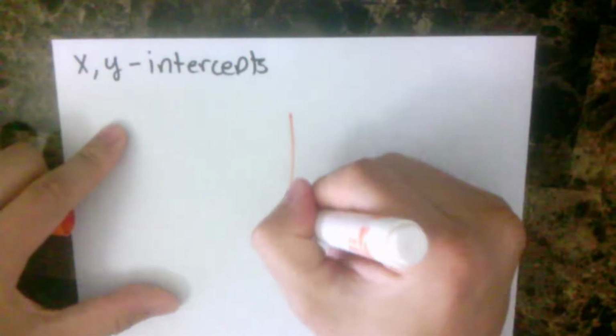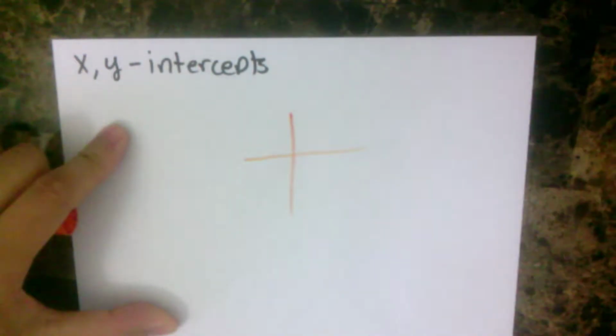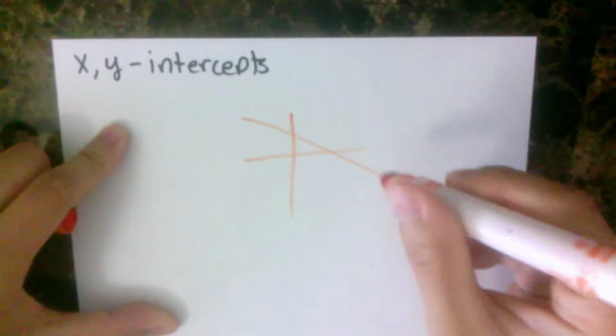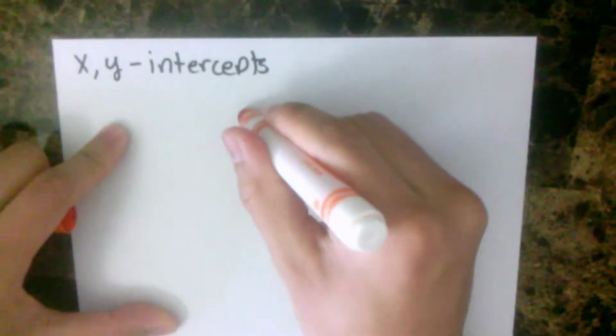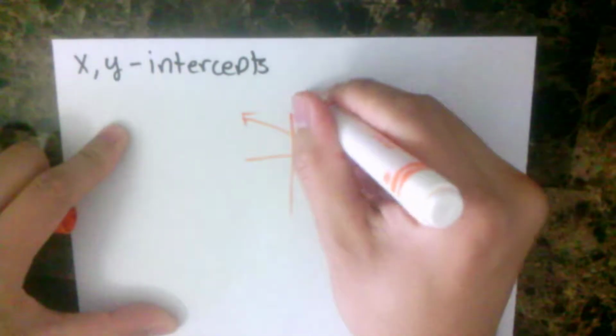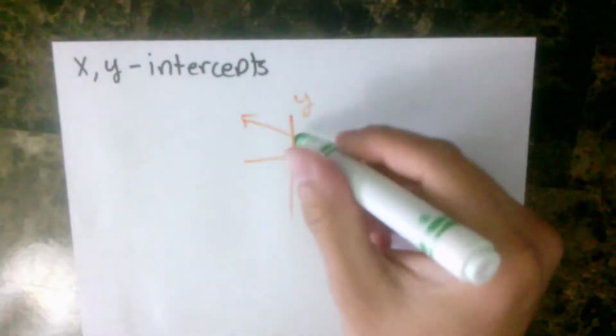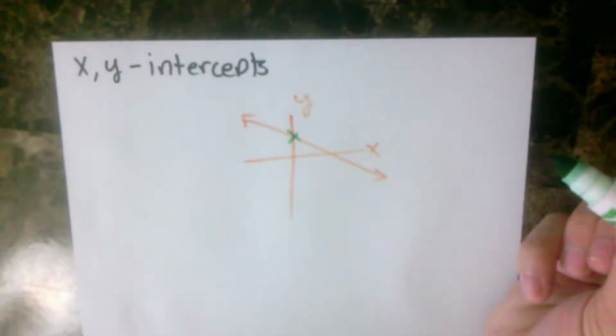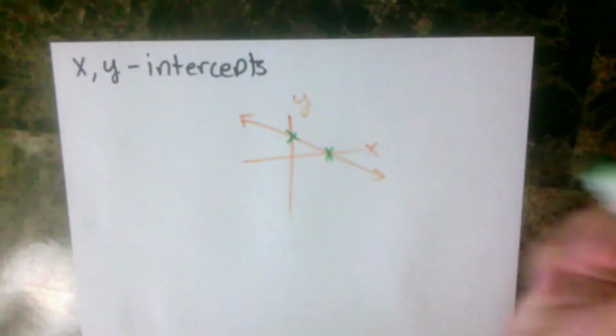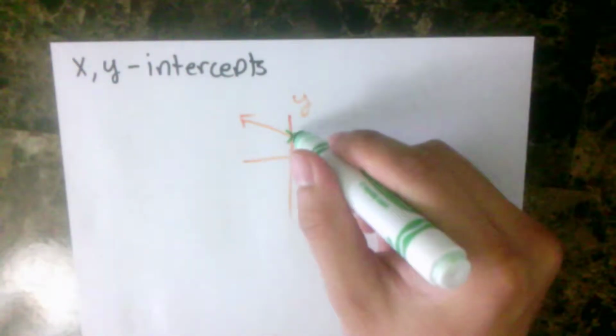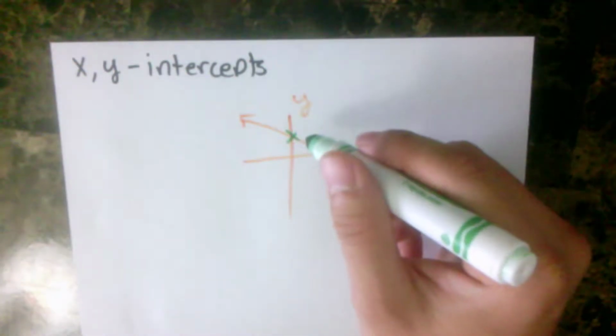On a given graph, you're always going to have a line that crosses somewhere. This line crosses both the x and the y axis. And it crosses the y axis here and the x axis here. Okay? Those are the intersections or intercepts.